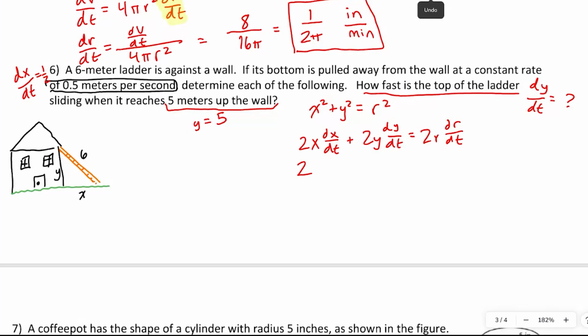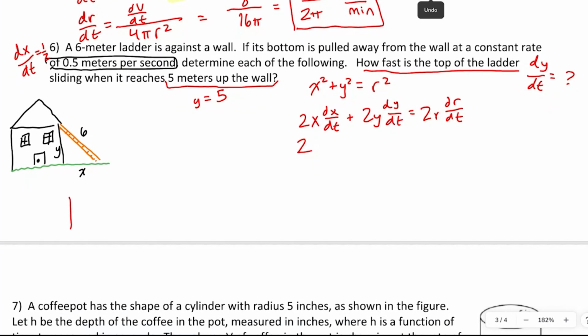So as of now, this x value isn't known, but we could draw a little triangle down here where the y is 5 and the length of the ladder is not changing. That's going to be a constant 6. And then we need to find the x at that moment. So we're just going to do a little Pythagorean theorem here. If this is x, then x squared is going to be 6 squared minus 5 squared. So x is the square root of 36 minus 25, which is 11. Okay, so that's my x here, root 11.